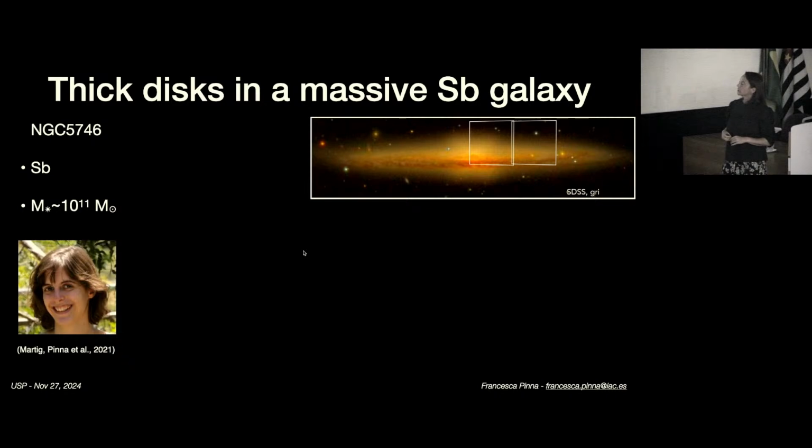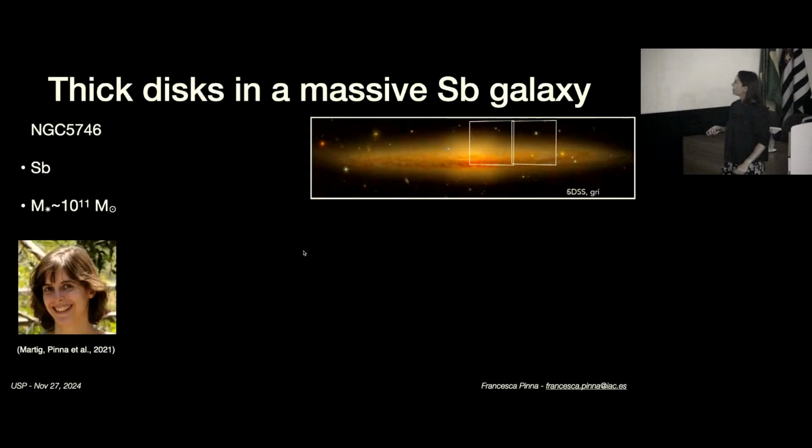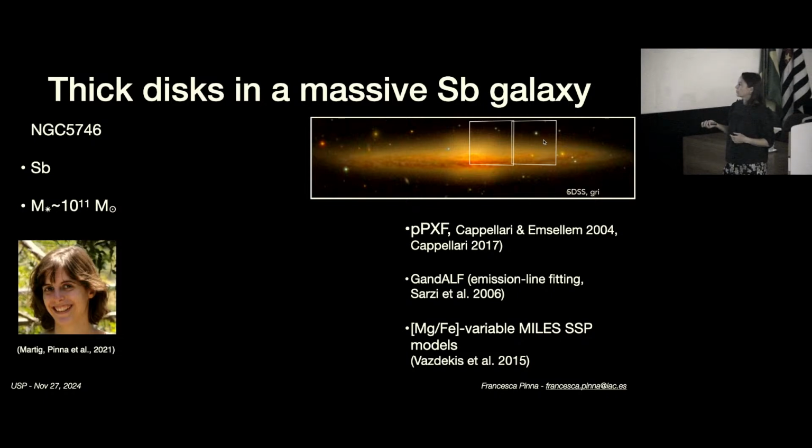Good. So now we'll show the results for NGC 5746, which is a very large and very massive SB galaxy, for which we had two MUSE pointings covering part of the disk. Actually, this was the work led by Marie Martig that we published in 2021. And we used a similar technique, actually this time also fitting the emission lines, because since we are moving towards the right side of the Hubble sequence, here we start to find emission lines that need to be subtracted or masked to fit the absorption spectra.